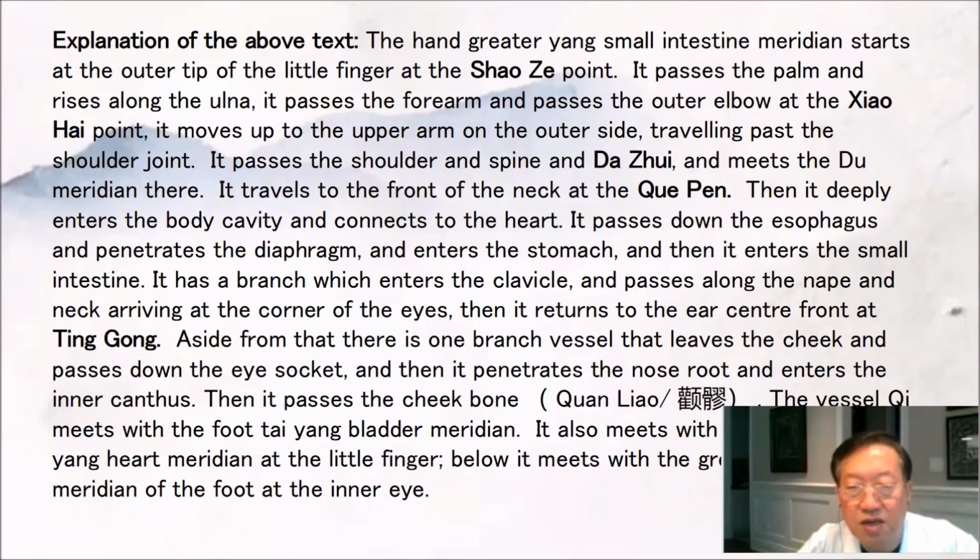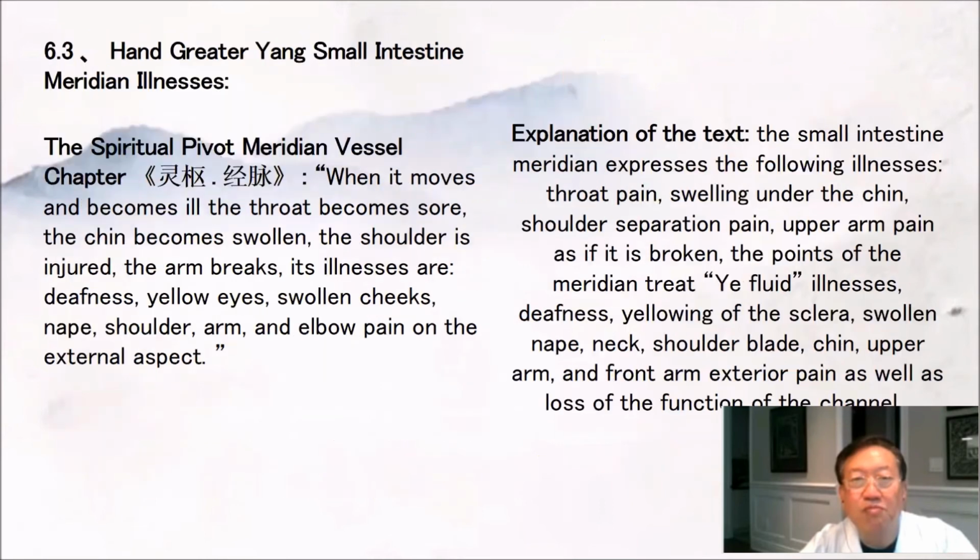Aside from that, there is 1 branch vessel that leaves the cheek and passes down the eye socket. Then it penetrates the nose root and enters the inner canthus. Then it passes the cheekbone at Chuanliao. The vessel qi meets with the foot taiyang bladder meridian. It also meets with the hand shaoyang heart meridian at the little finger. Below it meets with the greater yang bladder meridian of the foot at the inner eye.